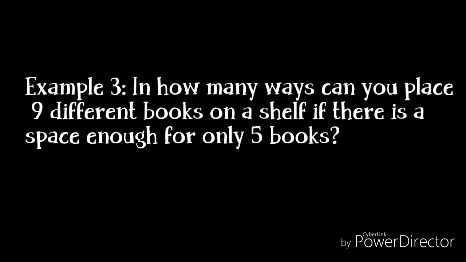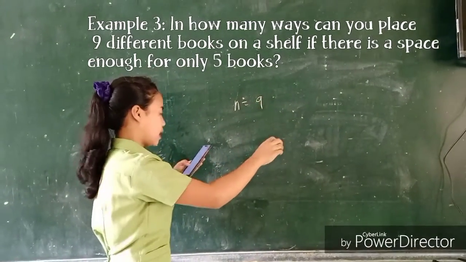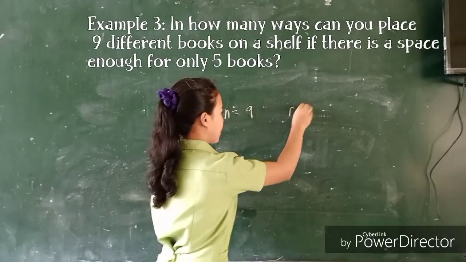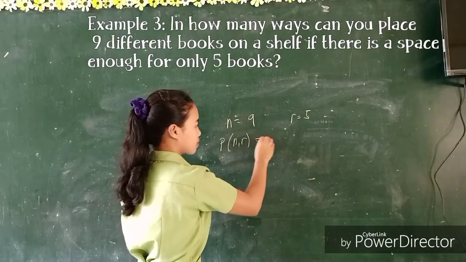In how many ways can you place 9 different books on a shelf if there is space enough for only 5 books? Our n is 9 and our r is 5. So our formula is permutation of n objects taken r at a time.